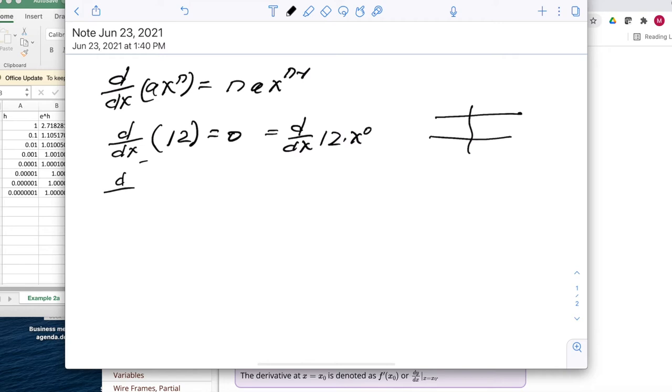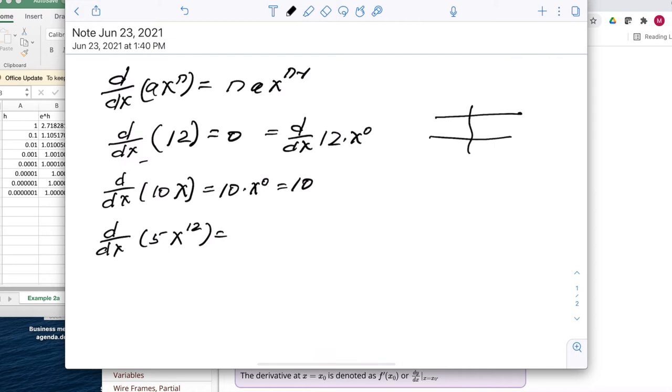The derivative with respect to x of 10x, well, that's really 10x to the 1, so this is going to be 10 times 1 times x to the 0, which is again just 1, so that's 10. The derivative with respect to x of 5x to the 12th is 12 times 5 times x to the 11th. And so this gives you how to do positive whole numbers as the exponent.